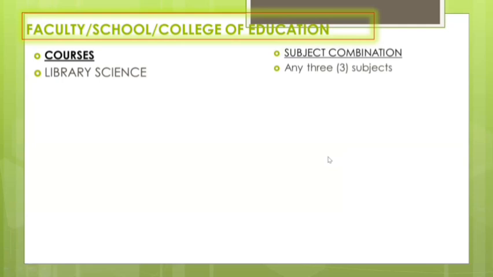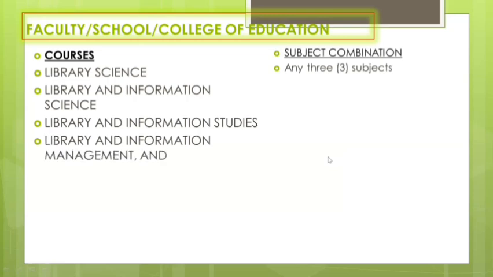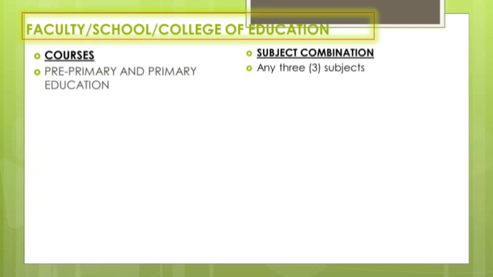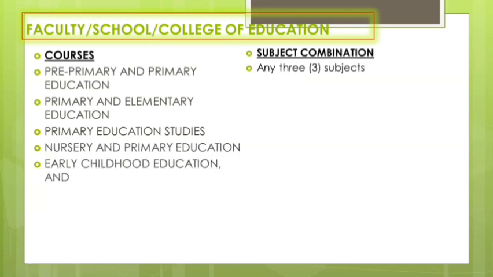For candidates applying for library science, library and information science, library and information study, library and information management, and information resources, you are to choose any three subjects. For candidates applying for pre-primary and primary education, primary and elementary education, primary education study, nursery and primary education, early childhood education, and early childhood and primary education, you are to choose any three relevant subjects.